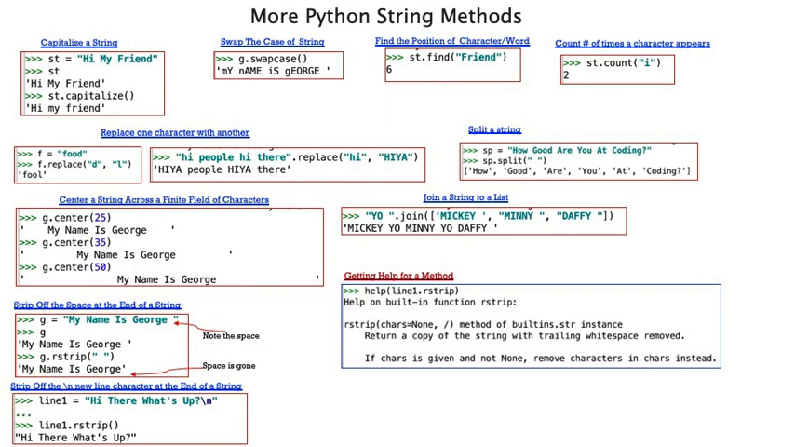And finally, if you wanted to get help on any one of these methods, you could do a number of things, but you can also make use of the help method that we talked about before. We put in line 1 and then .rstrip, and it'll give you some helpful information there as well. Remember to get out of help, type quit.